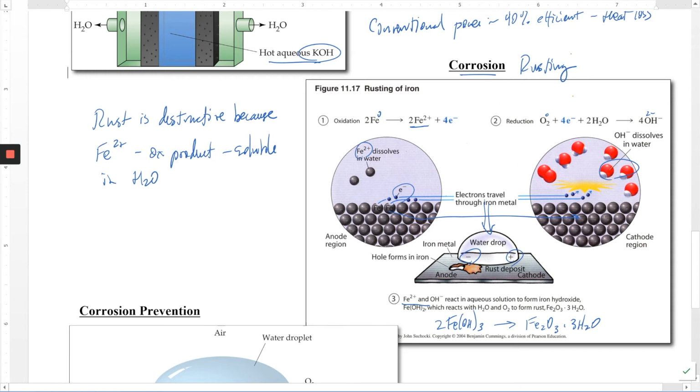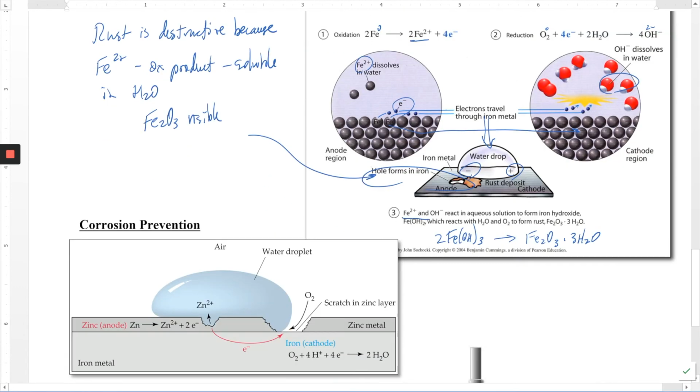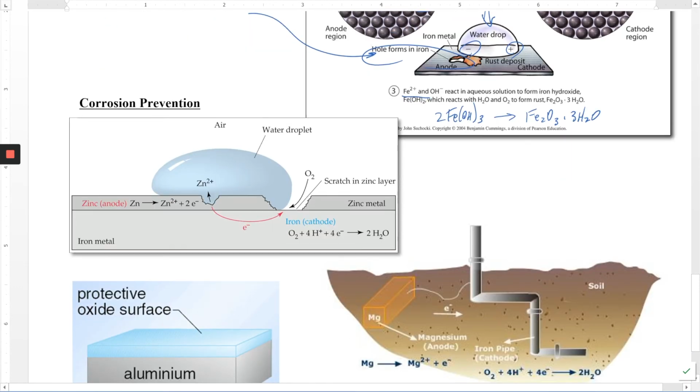And so by the time you see the Fe2O3, you see that rust, by the time that Fe2O3 is visible, it's already too late because you're already going to have these holes forming in the iron sheet. So big business is trying to prevent corrosion from happening because steel is such an important building material. So one of the things we can do to prevent corrosion, other than coating, just putting paint on a surface.